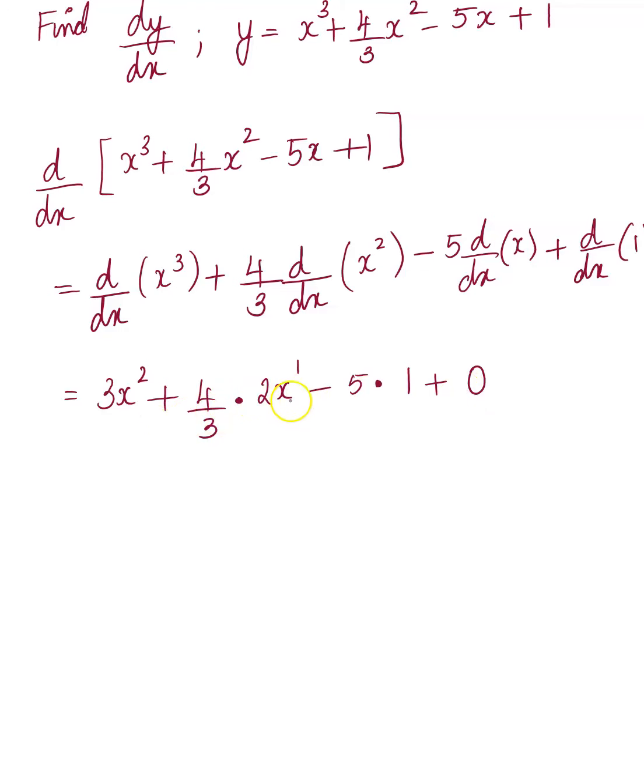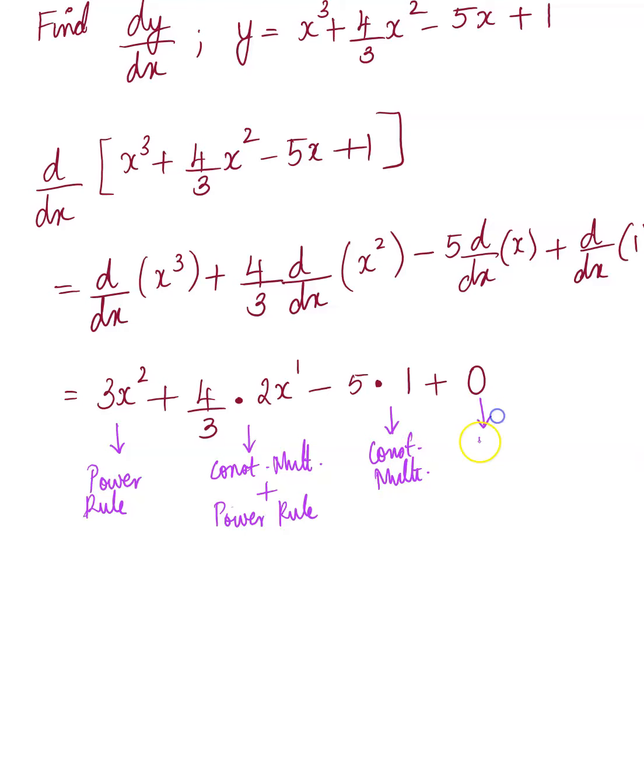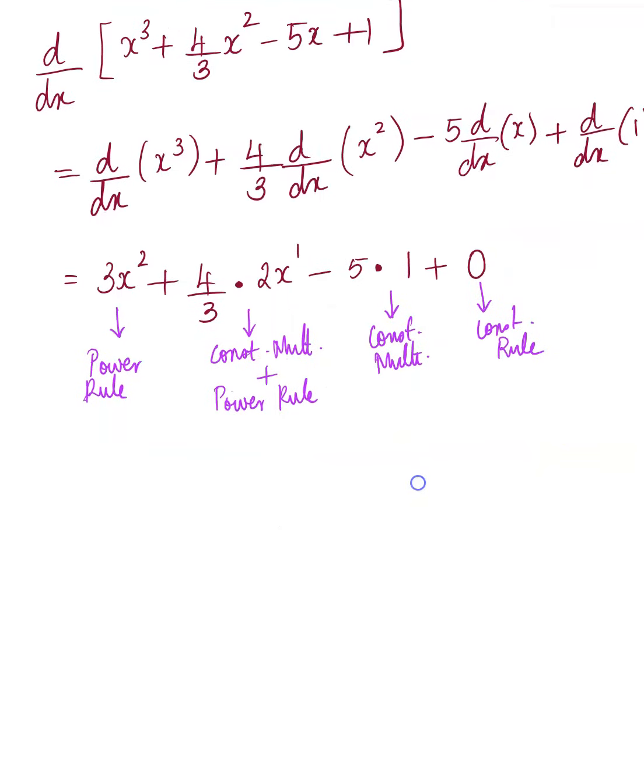And you can clearly see that we applied different specific rules here. So quickly to indicate that, that was the power rule. And here we had constant multiple, right? Because we pulled the 4 over 3 out in the beginning. So constant multiple plus the power rule. We did both. Here too it was the constant multiple rule. And this was just the constant rule, because the derivative of a constant is always 0. So we used in some cases specific rules. In some cases we did a combination of rules.